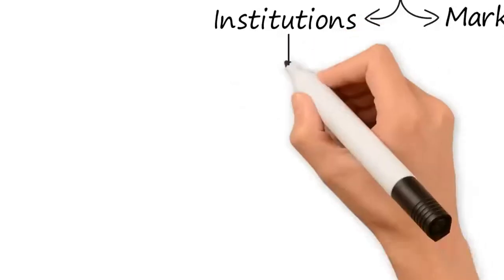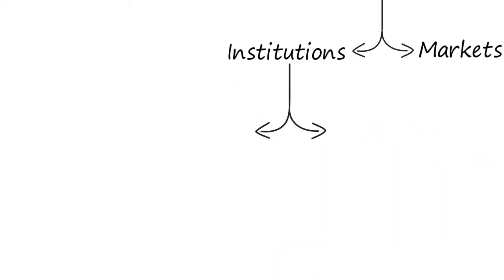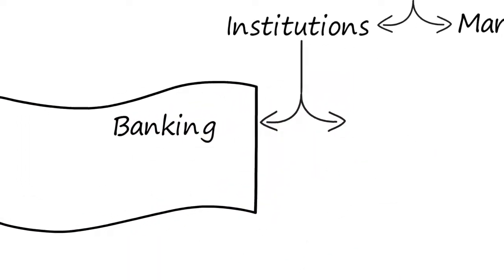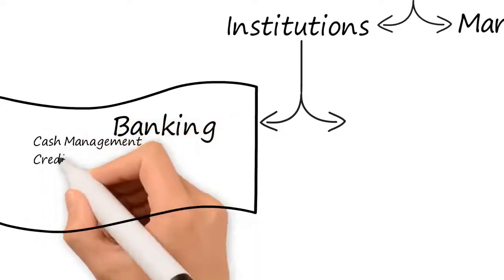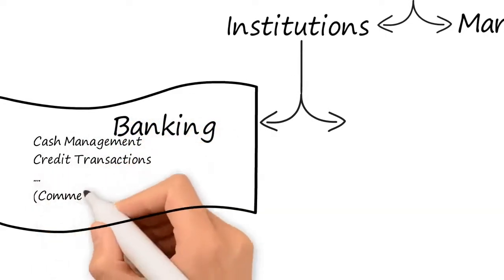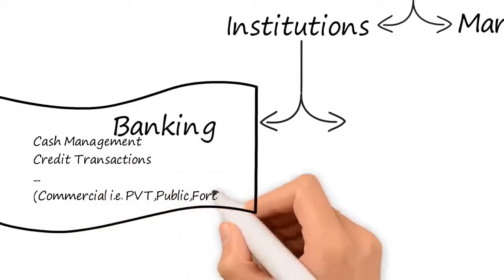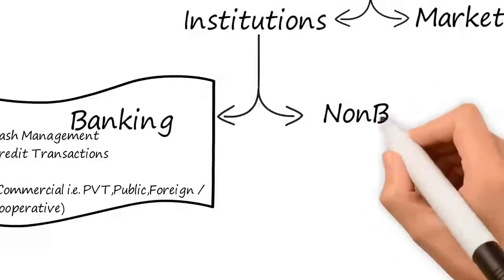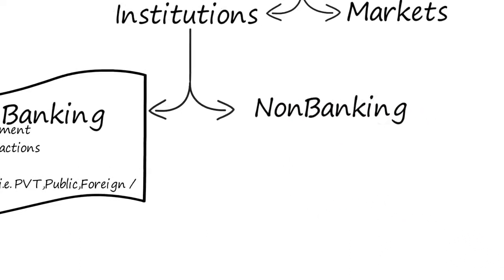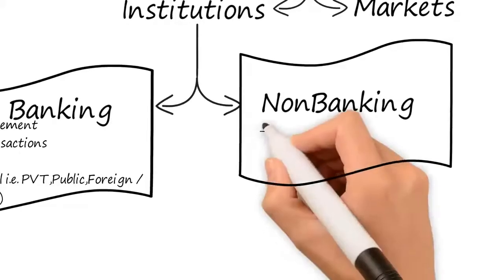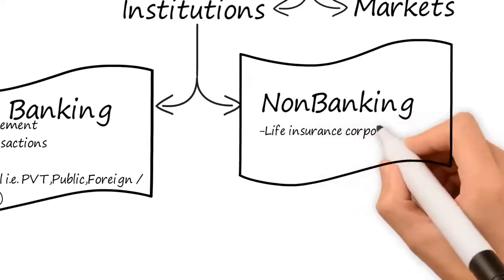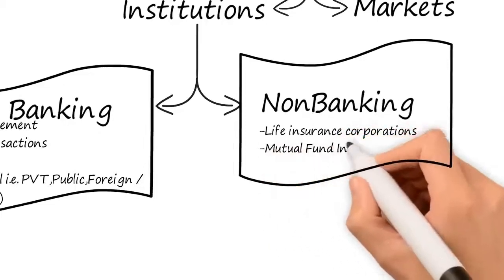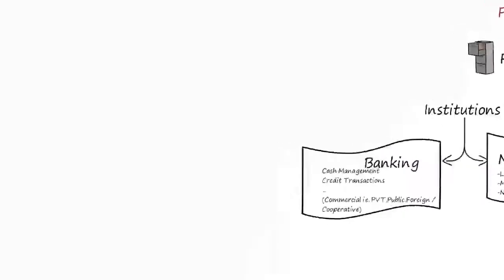Financial institutes cover the banking sector. This sector is particularly for credit transactions, cash management and so on, which is organized as commercial banks like private, public, foreign and cooperative banks. The other one is the non-banking sector. This sector generally covers life insurance corporation, mutual fund institutes, NBFCs, and so on.